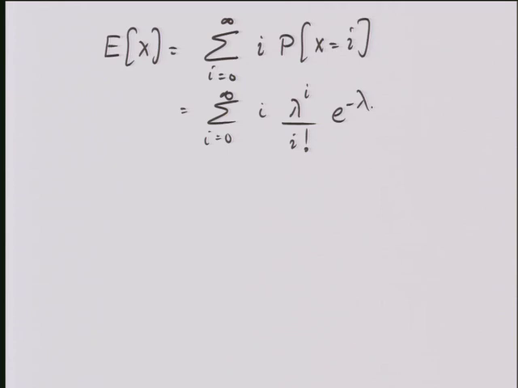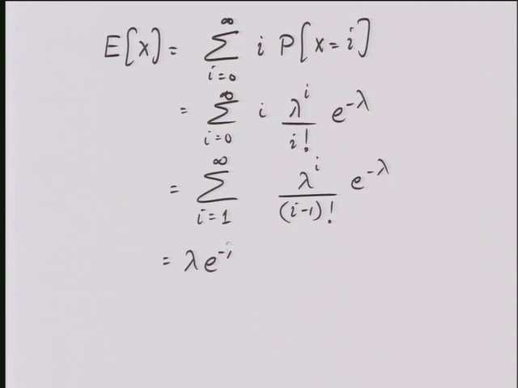Which is summation I equal to 1 to infinity. Right, the I equal to 0 term is 0, right? And so we can cancel an I. So we get lambda to the I over I minus 1 factorial. Just canceling I's, e to the minus lambda. So we can pull out a lambda, pull out e to the minus lambda, summation j equal to 0 to infinity of lambda to the j over j factorial.